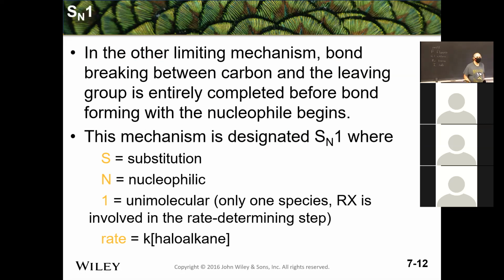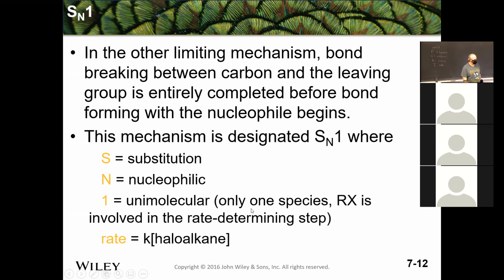All right, the other limiting mechanism, bond breaking between the carbon and the leaving group, is entirely completed before bond forming begins with the nucleophile. Okay, this mechanism is designated as SN1, where again, S means substitution, N means nucleophilic, 1 means unimolecular.